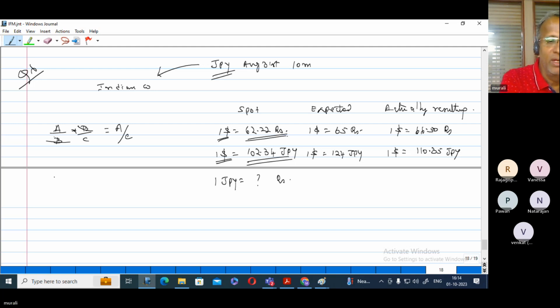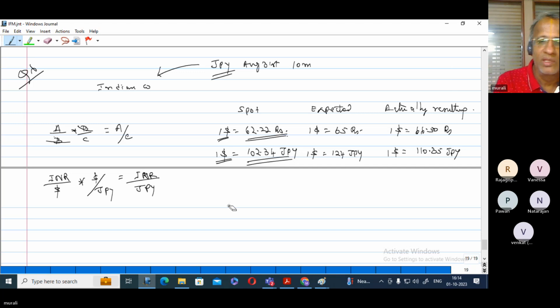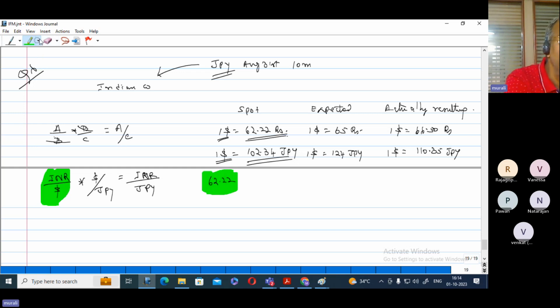In the same way, I would like to go from INR to dollar to JPY so that you get INR to JPY. In that process, it is going to be 62.22. This is the one that you are having.